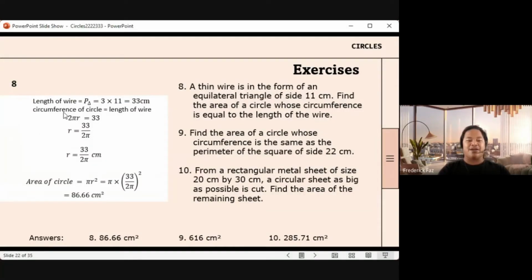And then, we are given that the circumference of the circle is equal to the length of the wire. So, we need to equate 2 pi r to 33. Then, the radius is equal to 33 over 2 pi centimeters. Using the area of the circle, pi r squared, we have pi times the quantity 33 over 2 pi squared, which is approximately equal to 86.66 square centimeters.